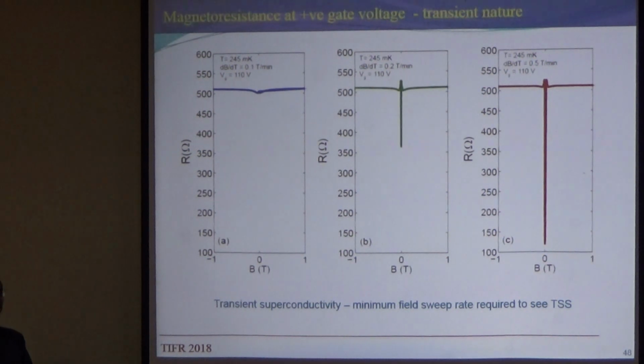So, when we go to 1 Tesla per minute, we see that it identically goes to 0, becomes immeasurably small. So, there is something to do with the rate of sweep of the magnetic field, the rate at which the magnetic field is changing, that much we figured out.